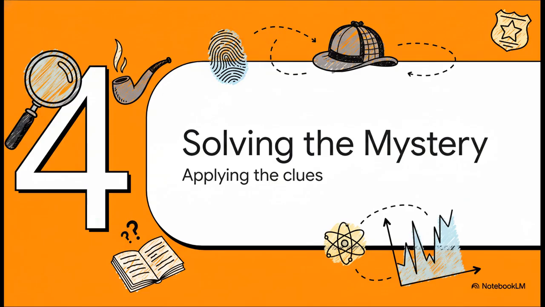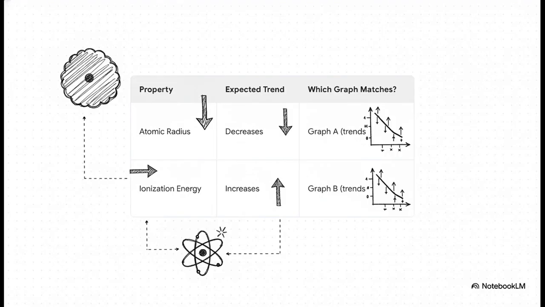Let's head back to the original mystery and apply what we've learned to the evidence. It's time to solve these graphs. Okay, let's compare our trends to the graphs. Clue number 1, atomic radius. We figured out it should decrease across the period. Which graph shows a downward trend? That's right, graph A. It's a perfect match.